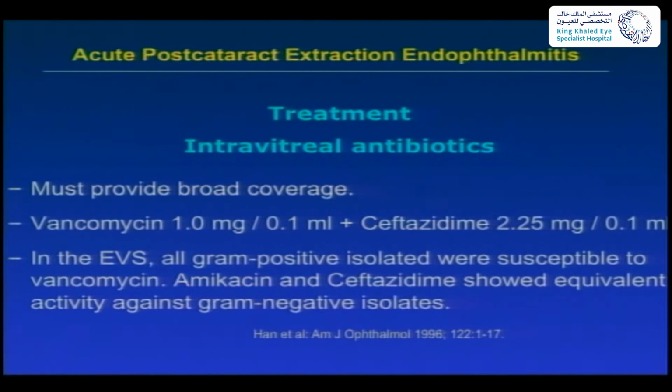Treatment. The patient needs intravitreal injection of antibiotics, and the best combination that covers both gram-positive and gram-negative organisms is vancomycin 1 milligram in 0.1 ml plus ceftazidime 2.25 milligram in 0.1 ml. Many years ago, we were using aminoglycosides, amikacin and gentamicin, to cover gram-negative isolates, but we stopped this because of toxicity to the retina by amikacin and gentamicin.